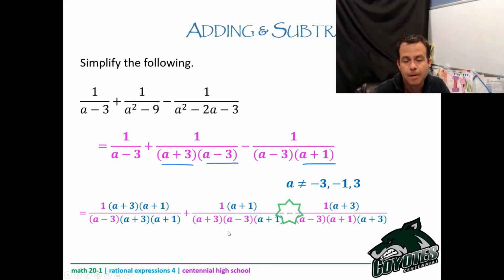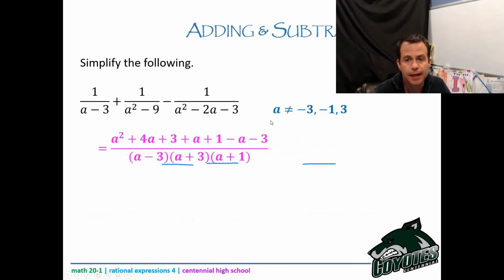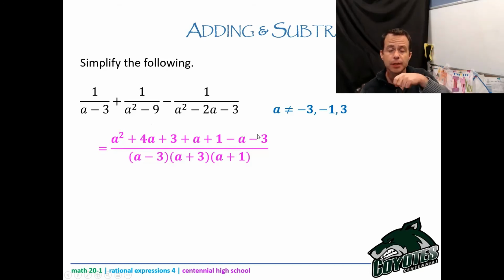Okay. So when I do that, I end up with this. Let me clear that ink for you. So I've got that a squared plus 4a plus 3. That was that first two binomials being multiplied together, plus a plus 1. That was the second fraction. And then minus a and minus 3 was the subtraction sign distributed into the third fraction.